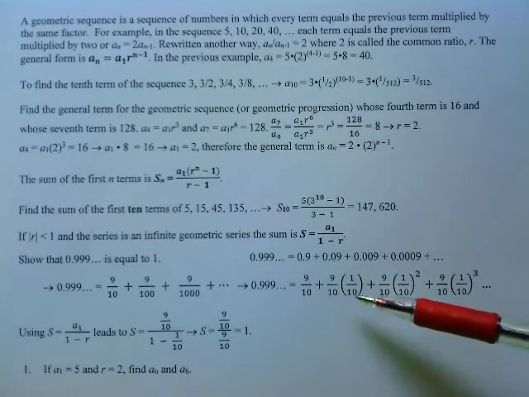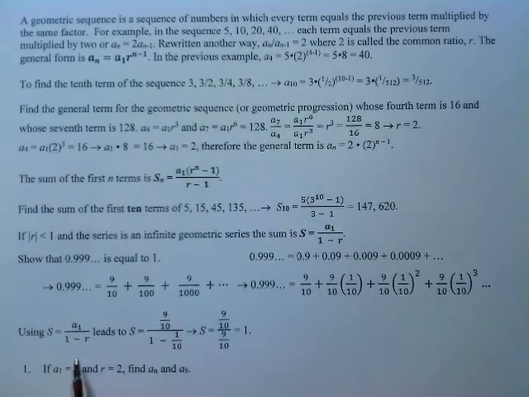1/10 is less than 1, and so if I plug it into the formula, s equals a1 over 1 minus r, that would be 9/10, our a1, over 1 minus 1/10, which of course is 9/10. 9/10 divided by 9/10, anything divided by itself is 1.